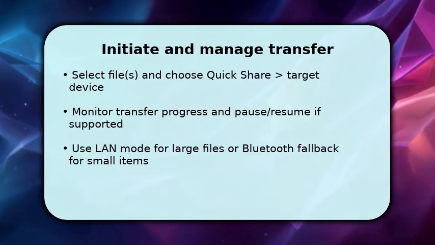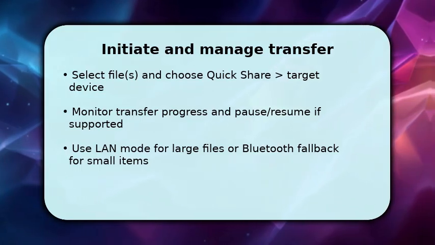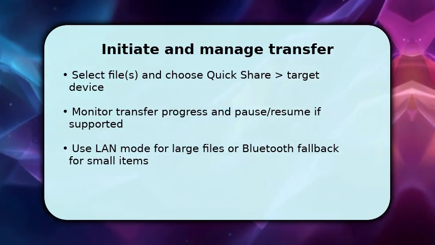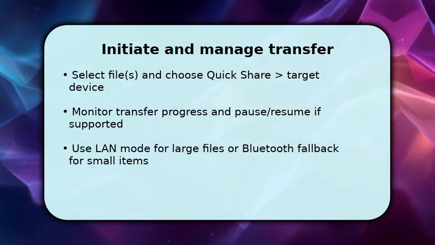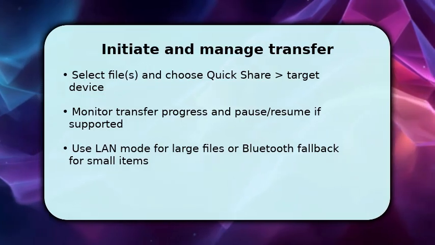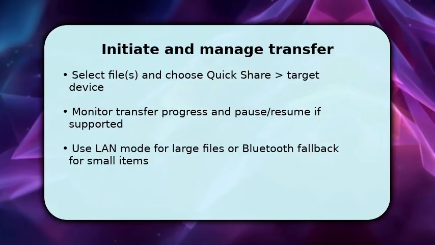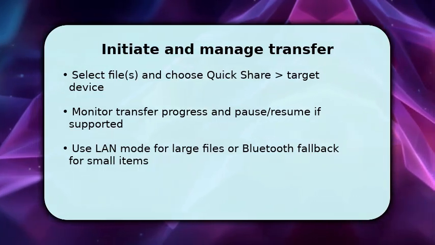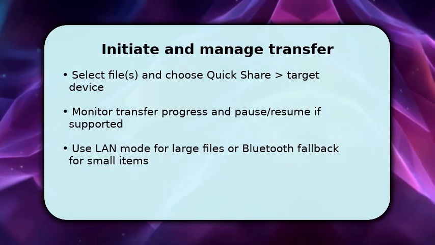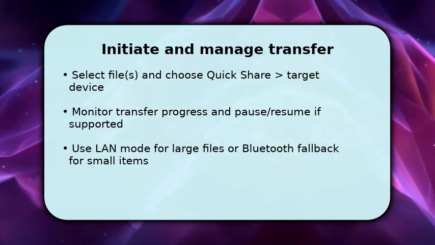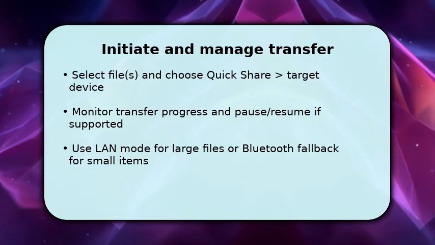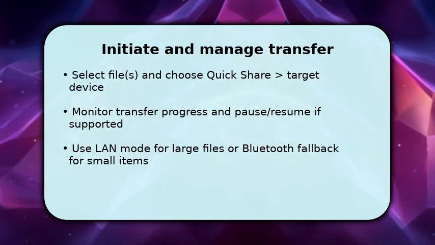The transfer negotiation begins. While it runs, watch the progress indicator and, if offered, switch to LAN mode for faster throughput or pause if you need bandwidth. You do this because QuickShare chooses the best protocol, Wi-Fi Direct, local network, or Bluetooth, based on size and signal. Switching modes can save minutes for big transfers. Make sure to keep both devices awake until completion.